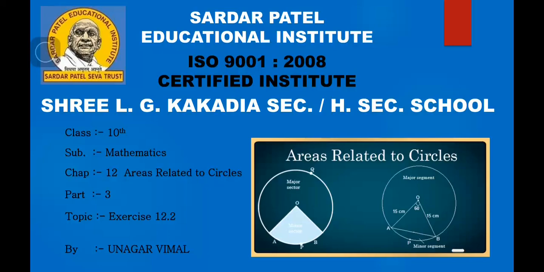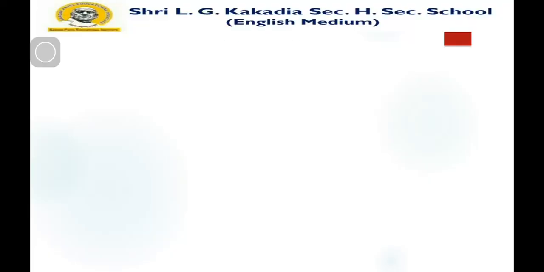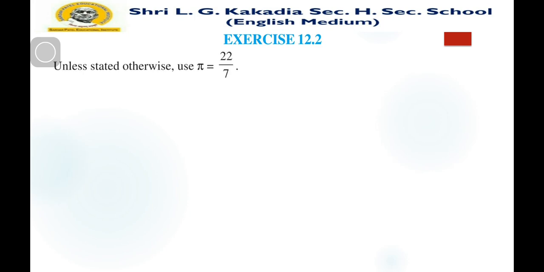It is part number 3. Now we have discussed some properties related to areas of the circles, about segment and sector. Now using those formulas and properties, we are going to solve some examples from exercise number 12.2. So let's start.